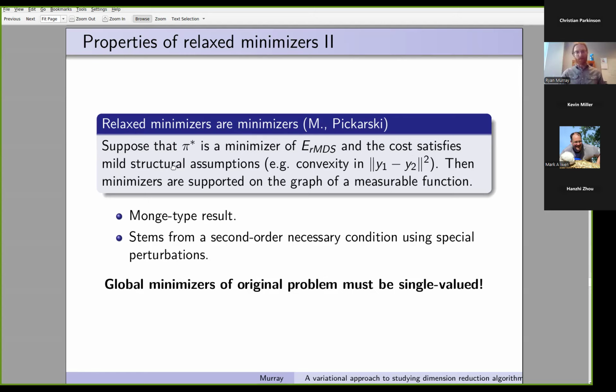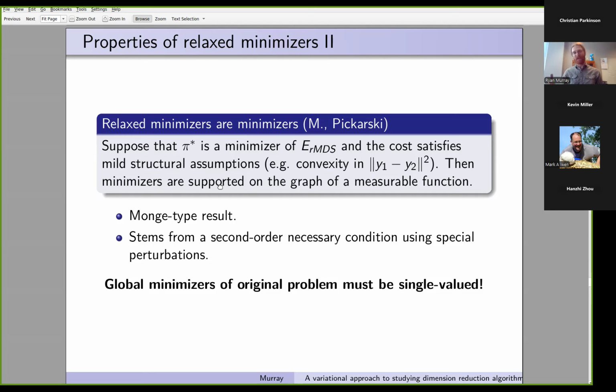If we have pi star, which is a minimizer of this relaxed problem, and the cost satisfies some mild structural assumptions, which pretty much every cost that I wrote down in the previous slides do satisfy, for example, if you have convexity in the difference between the y1 and y2 in the embedded space, then the minimizers are going to be supported on the graph of a measurable function. So kind of using the language from optimal transportation, this would be a Monge type result. We've now shown that the Monge problem for this dimension reduction has a solution.